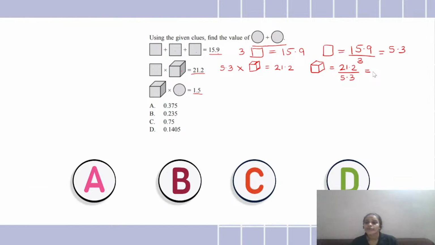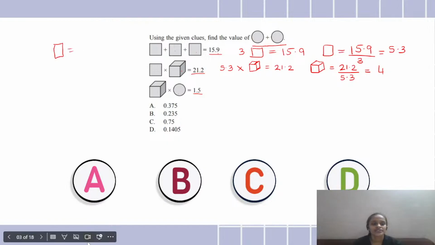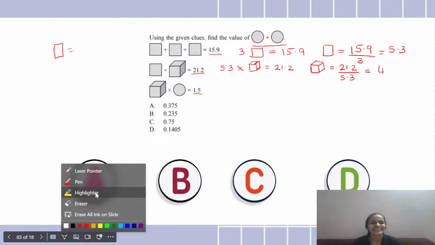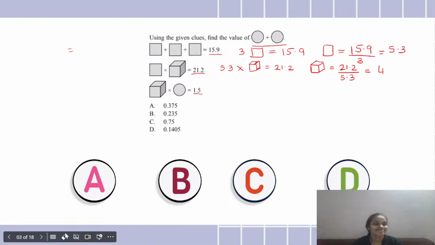Okay, so now 21.2 divided by 5.3 equals simply 4. So the value of cube is 4. The value of square, sorry, it doesn't look like a square, please give me the benefit of the doubt here. Okay, so this is my square. Fine. I've corrected it. So square equals 5.3.